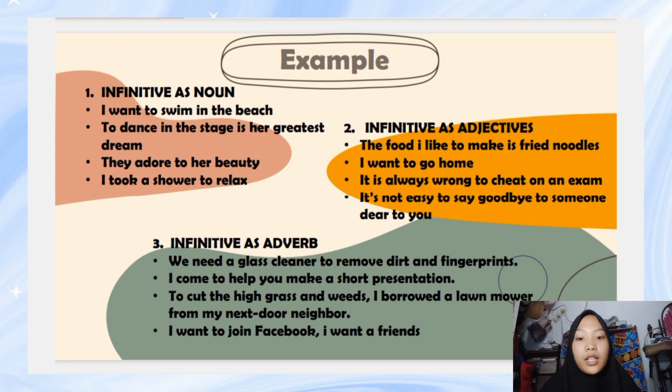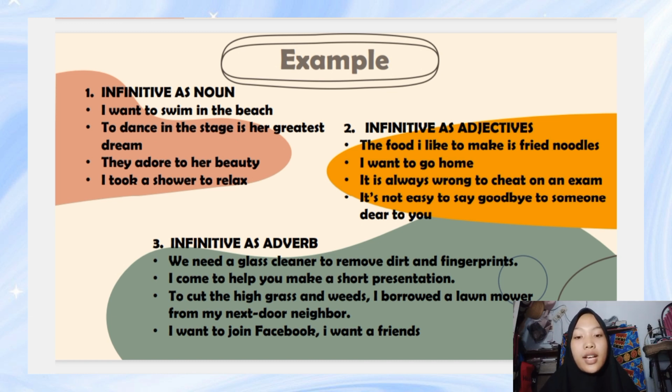For example, the first example is infinitive as noun. 1. I want to swim at the beach. 2. To dance on the stage is her dream. 3. They adore her beauty. And the last, I took a shower to relax.